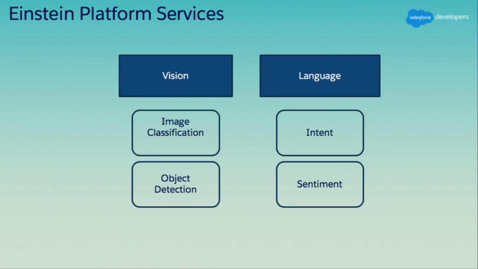And last but not the least, the intent APIs. Using those APIs, what you can do is classify a sentence or a body of text again, to identify what exactly that means. So it may not match the exact text, but even if you have similar text coming in, you will be able to categorize it into certain categories and take actions accordingly. So that's vision and language of Einstein Platform Services for you.